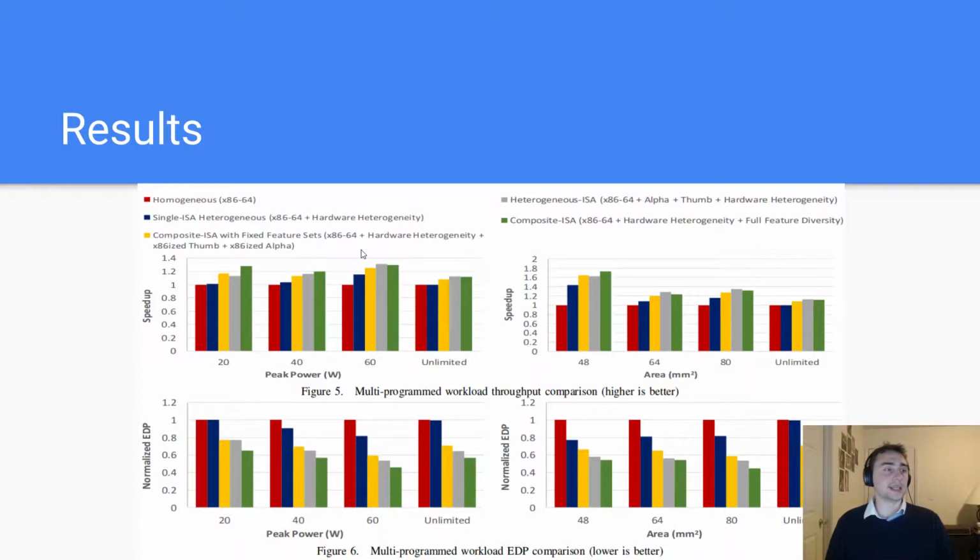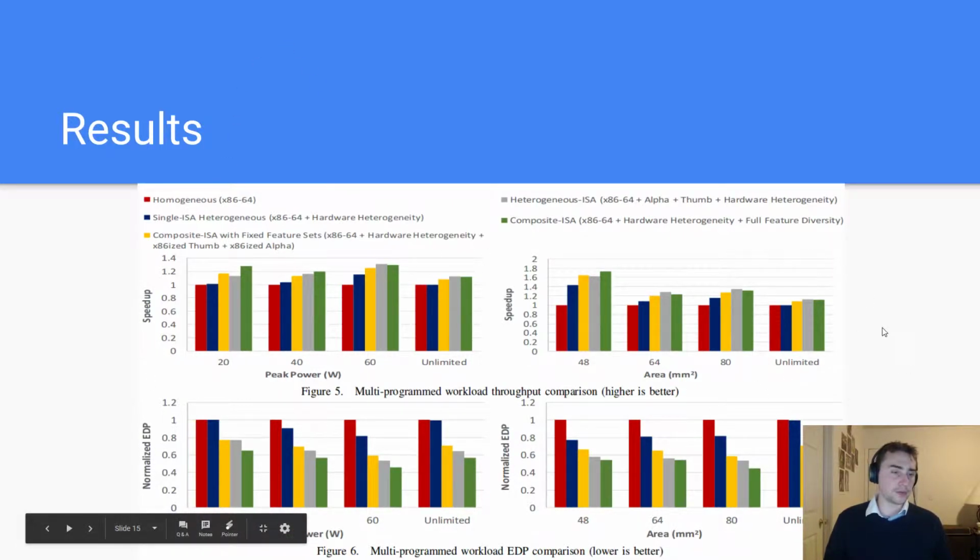What they do is they take their ISA and make it look like Alpha and make it look like ARM's Thumb instruction set. So they don't do the same kind of Composite-ISA where they take subsets of it. They just make x86 look like them. That's what the x86-ized Thumb and x86-ized Alpha are. Instead of completely cutting off everything, they add all the features to make it look like one of those other instruction sets.